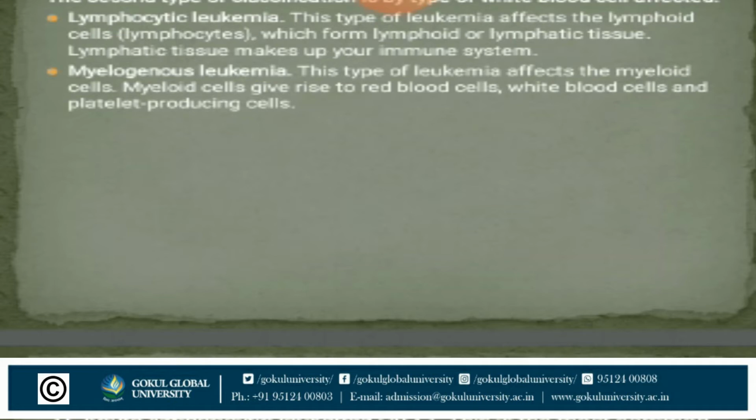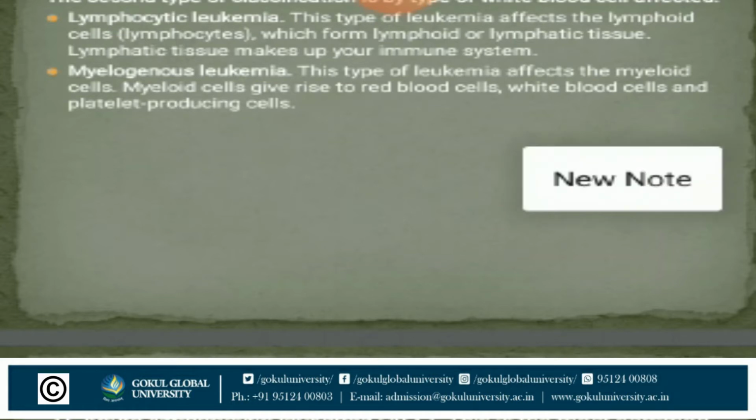Lymphatic tissues make up your immune system. And the second one is myelogenous leukemia. This type of leukemia affects the myeloid cells. Myeloid cells give rise to red blood cells, white blood cells, and platelet-producing cells.